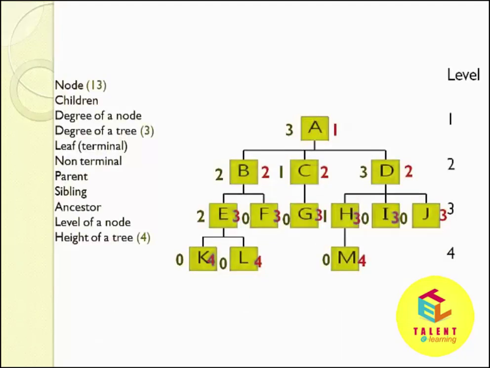Consider this diagram. We have drawn a tree. Here there are 13 nodes. Now the children of A are B, C and D. Similarly, H, I and J are children of D. Now degree of a node. Degree of node A is 3 because it has 3 children. Similarly, degree of node B is 2 because it has 2 children.